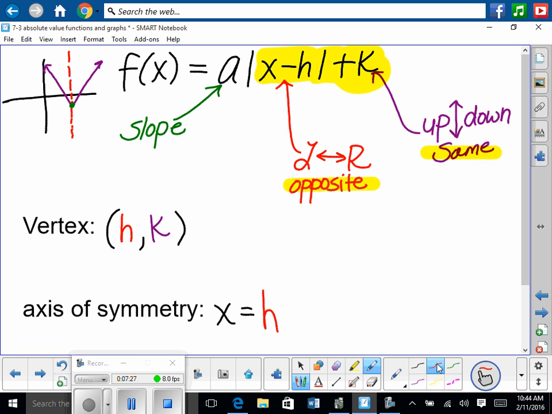Okay, so we're going to have a vertex at h comma k, right? So if our vertex originally started at 0, 0, we then shift it here, then here. Won't our vertex be at h comma k? Remember, vertex is highest or lowest point on the graph. And then axis of symmetry. Isn't it always going to be at the x value of the vertex? So it'll be right on that vertex, right? And it'll be symmetric across that. So it'll be x is equal to h.